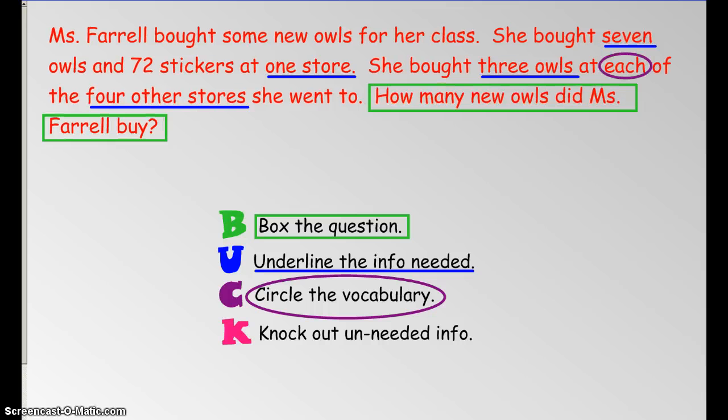Okay, so I'm circling each. She bought 3 owls at each of the 4 other stores. Okay, boys and girls, do you see the information we need to knock out? Okay, what information is not needed? Good job. We do not need to know that she bought 72 stickers. We're going to focus on the owls.